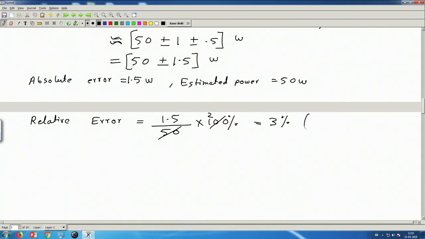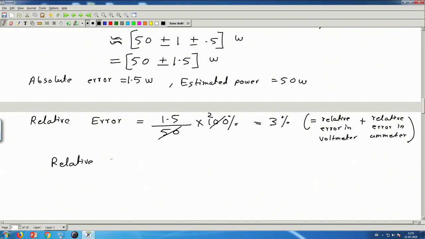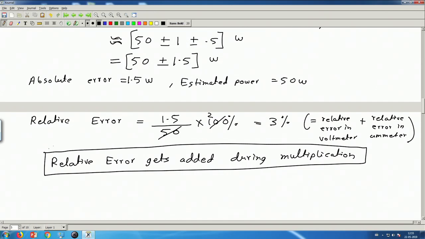Okay, so this is same as relative error in voltmeter plus relative error in ammeter. Okay, so relative error gets added during product or during multiplication. So we have multiplied voltage with current, and the relative error in the product is the sum of the individual relative errors, multiplication. So this is one rule you should know. So we can prove it in general.